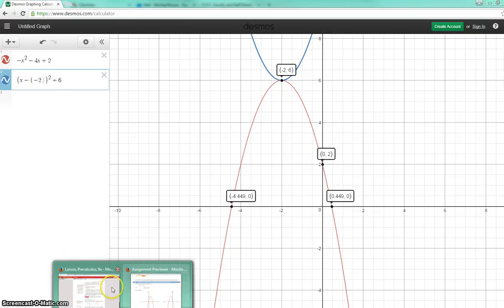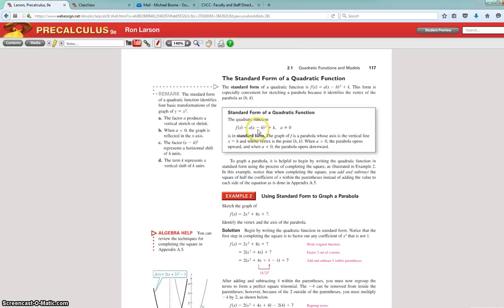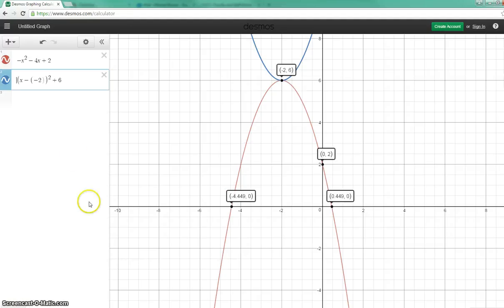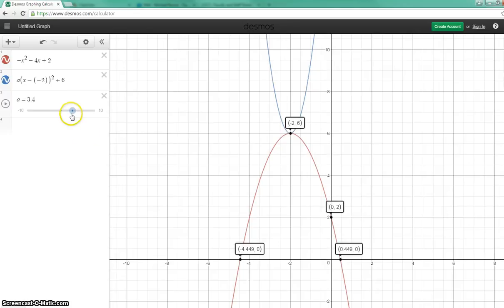Notice, it's a times (x minus h) squared plus k. So what I could do is say, let there be an a there, and I'm going to play around with it till I get it to match. Well, looking at the graph, if I go up to bigger numbers, it's still going up. Once I go negative, I'm getting in that down direction, and I could probably figure out what it would be to match, and I think I have a match.